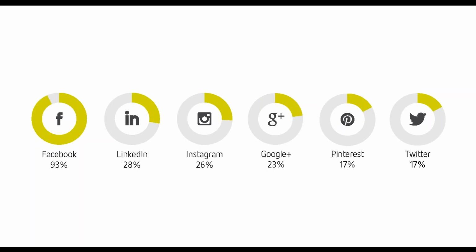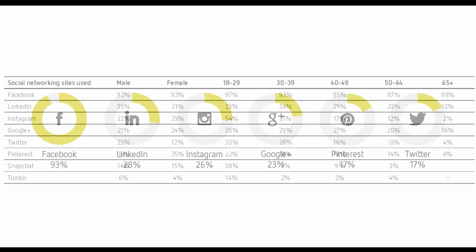So now we know where the critical mass is. So if I had to look at this and make a hard decision right now, maybe it's Facebook, LinkedIn and Instagram that are going to give us the best impact in terms of people that we can reach. But it's a little bit more complicated than that.